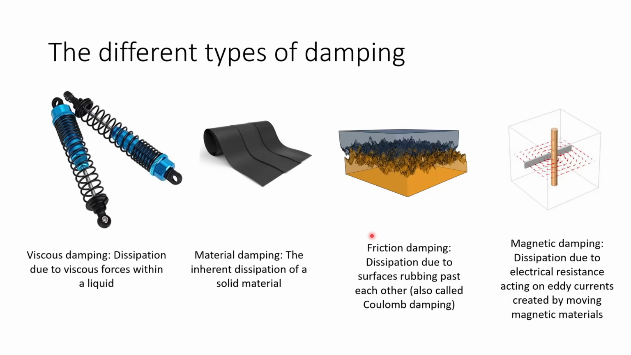And the final way, which is honestly not very relevant for our mini quads, is magnetic damping, which is dissipation due to electrical resistance that acts on eddy currents created by moving magnetic materials. And there are some wonderful demonstrations of people dropping magnets down copper pipes and then moving incredibly slowly because there's all this energy dissipation going on due to the action of electrical resistance on the eddy currents that are generated by those magnets as they fall through the copper pipe. I might put some links in the video description.